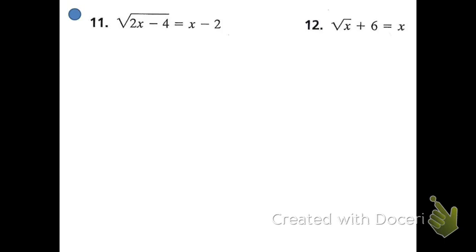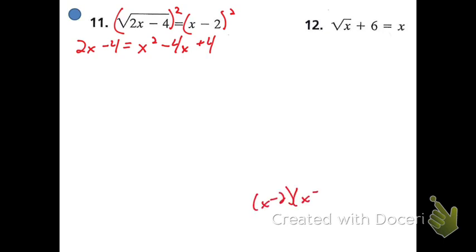Then, I got a dot next to this one. Must means good stuff. So I have to start by squaring both sides. When you do this, on the left side, you get 2x minus 4. On the right side, since I've already done this twice, I'm just going to write x squared minus 4x plus 4. And that's what you get when you take x minus 2 times x minus 2. If you need help with that, message me. I'll go through it with you. Google Hangouts, by the way.